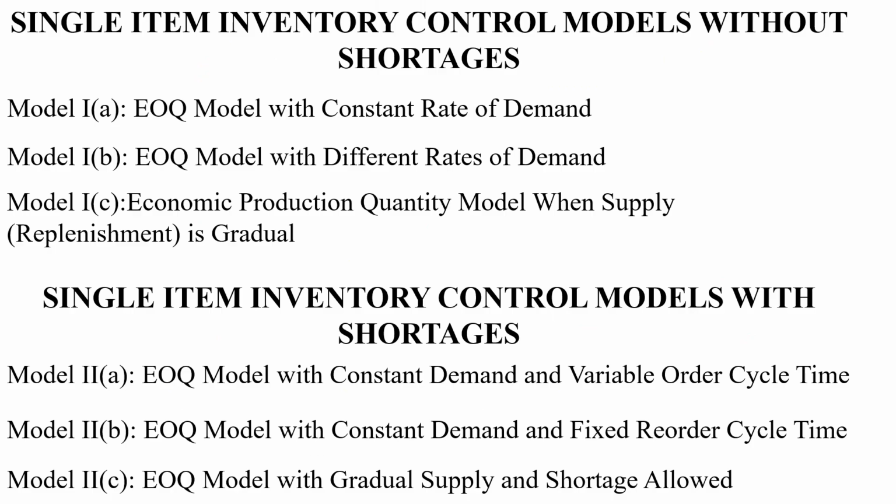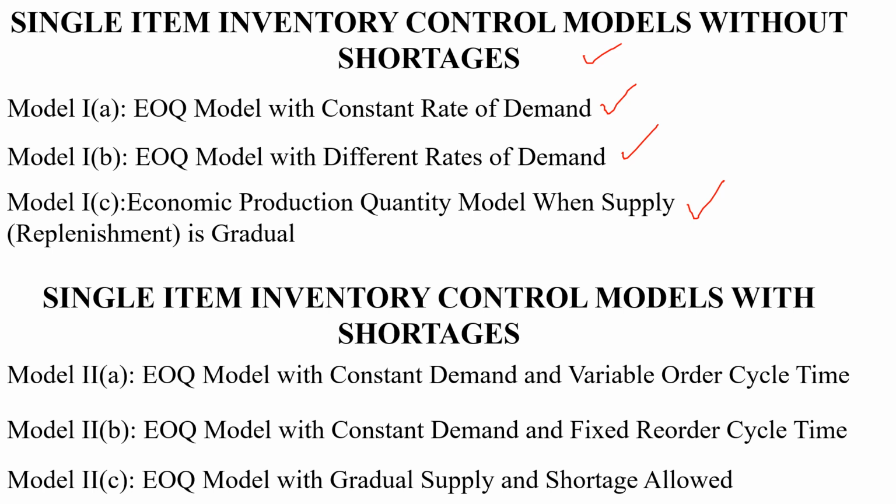Next, we have to see which models we are going to discuss in the coming series. The first is single item inventory control models without shortage, where only one item's inventory is maintained. This is subclassified into three models: first, the EOQ model with constant rate of demand; second, the EOQ model with different rate of demand; third, the economic production quantity model when supply is gradual. So these three we will discuss.